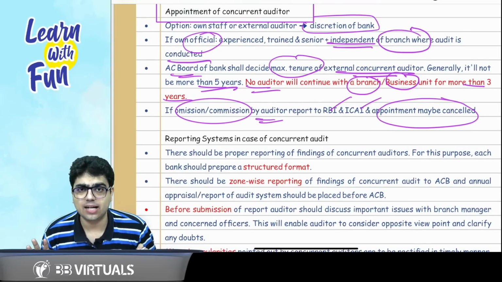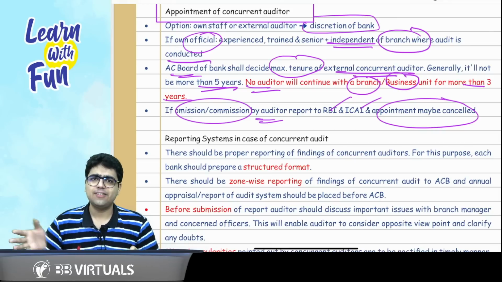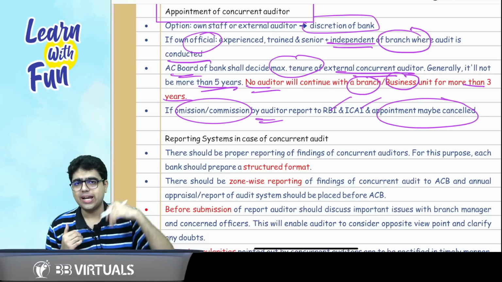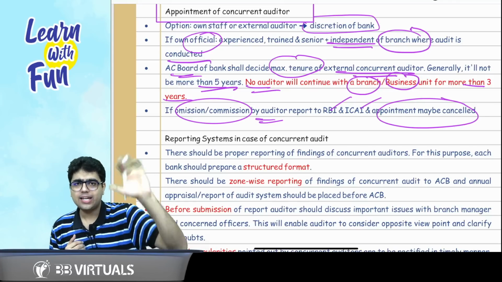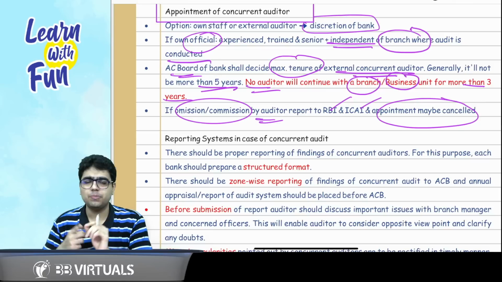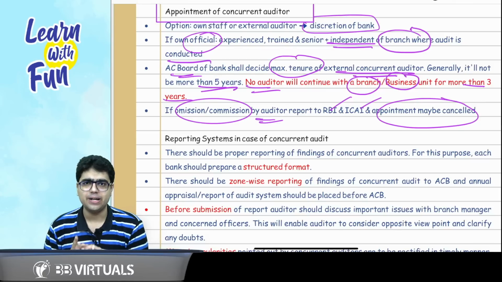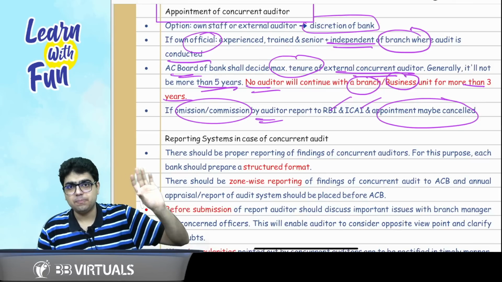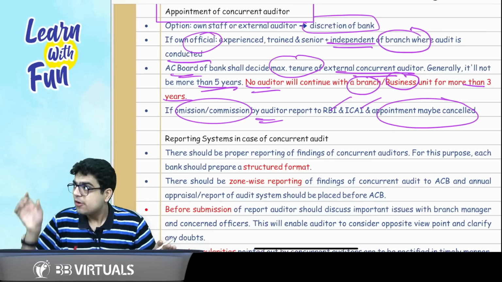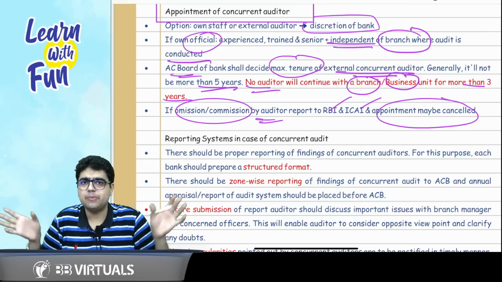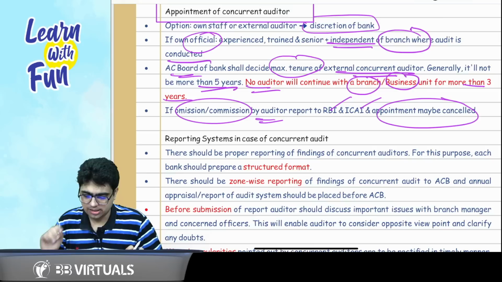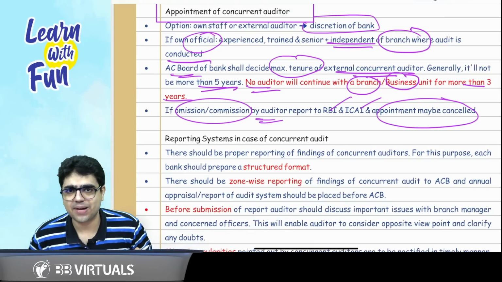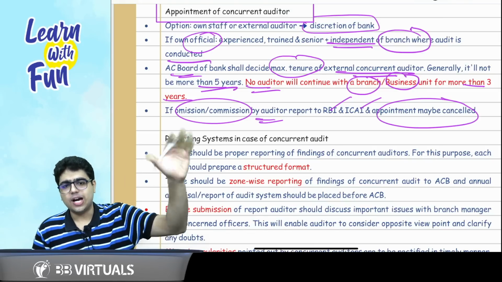If a case study is asked, you should be able to deal with it. Let's revise it again. Who can be the concurrent auditor? Own staff or any external person. If it's own staff, he should be experienced, knowledgeable, and independent of the branch where the audit is conducted. An external person can be appointed for a maximum tenure fixed by the bank. What can be the maximum tenure overall for the bank? 5 years. For a single branch, 3 years. If any omission or commission is done by the auditor, report to RBI and ICAI.